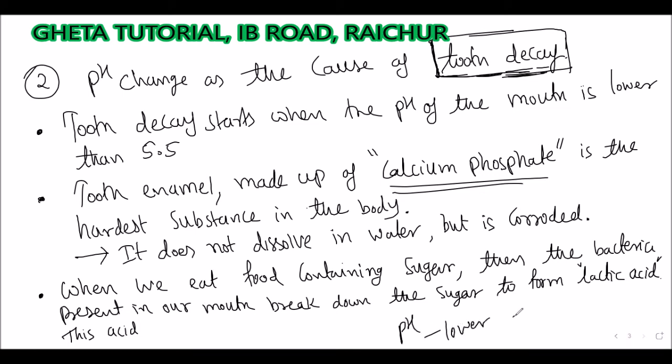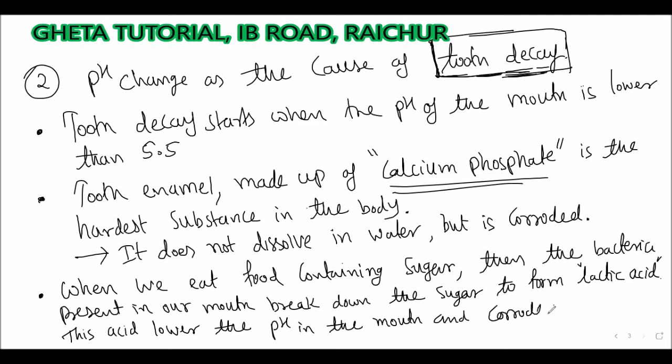Lower. Obviously, if too much acid is produced, the pH will become what? Lower. So that is why this acid lowers the pH in the mouth. And what will happen? It corrodes the tooth enamel.